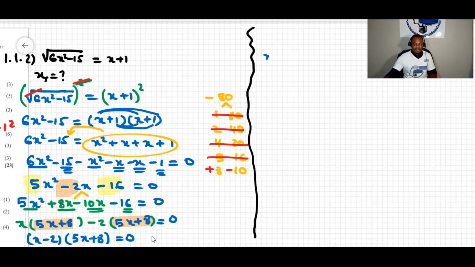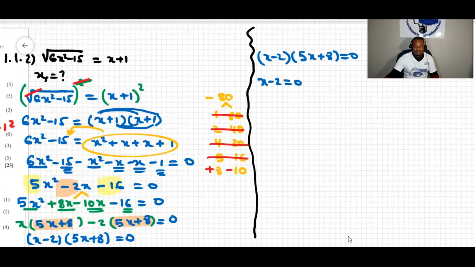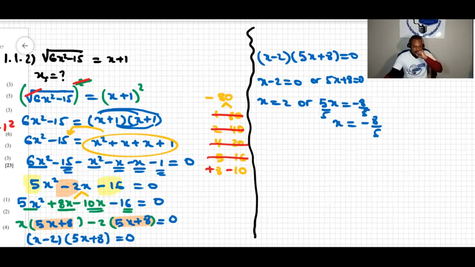We have x minus 2 and 5x plus 8 equal to 0. This implies that x minus 2 equal to 0, or 5x plus 8 equal to 0. Now this means that x is equal to 2, or 5x is equal to negative 8. Then that means that x is equal to negative 8 over 5, because we divide by 5 both sides. We divide by 5 here, we divide by 5 there also. So these are the solutions.